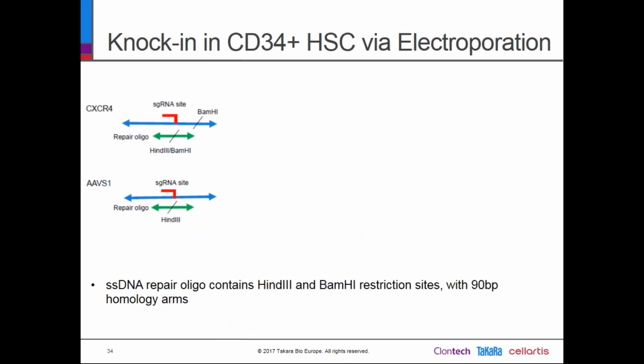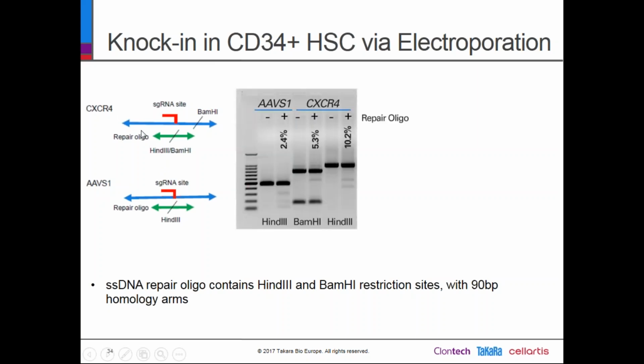Last but not least, I also would like to show you some knock-in data, and here in CD34+ hematopoietic stem cells using electroporation. So these cells are known to be very difficult to edit, and the delivery is also quite difficult. So what we did here is we used a single-stranded DNA repair oligo with either HindIII or HindIII plus BamHI restriction sites. And the repair oligos had 90 base pair homology arms. And we could achieve 2 to 10% knock-in efficiency as shown here by these restriction bands that appear.